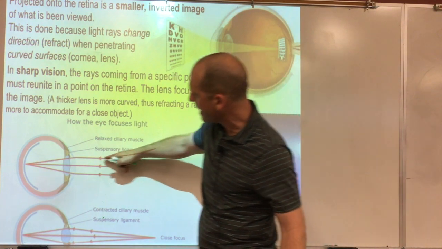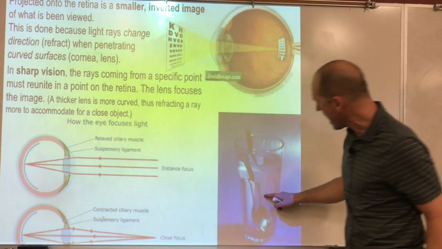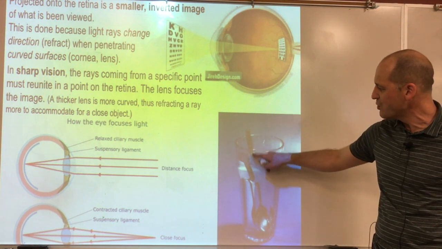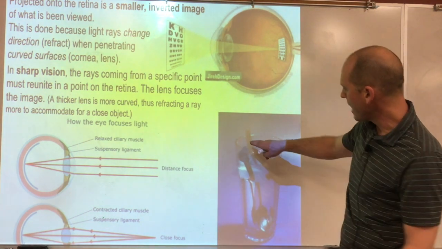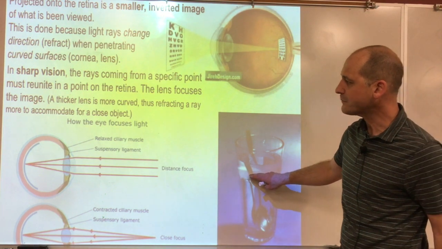When light goes into a curved surface, it changes the angle a little bit. You can see that in a glass. When you have a spoon in water, the water changes the angle and the spoon looks kind of weird, because that's refraction. Air refracts light differently than water.